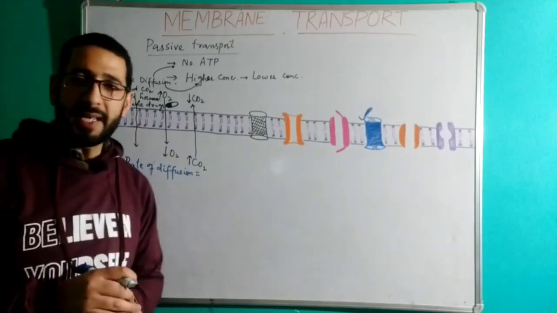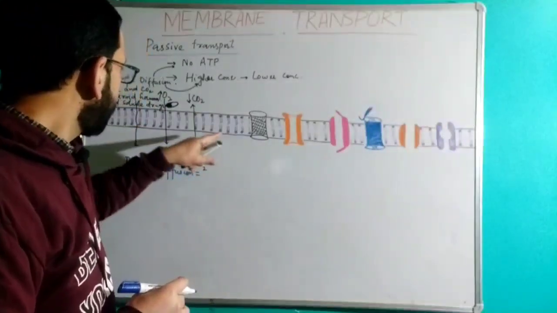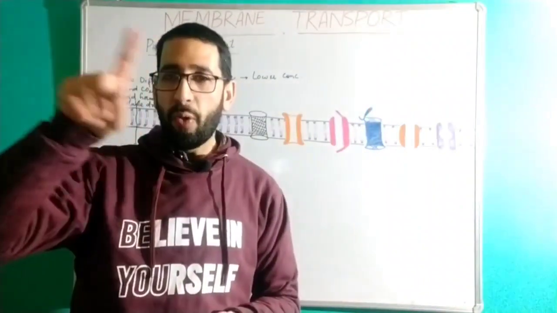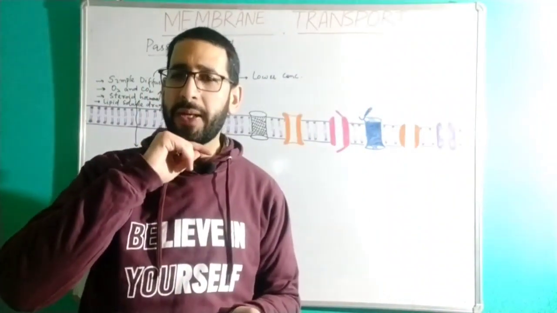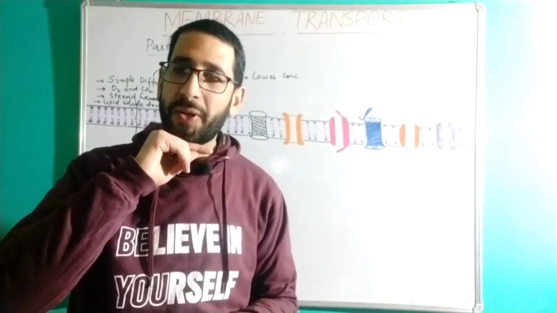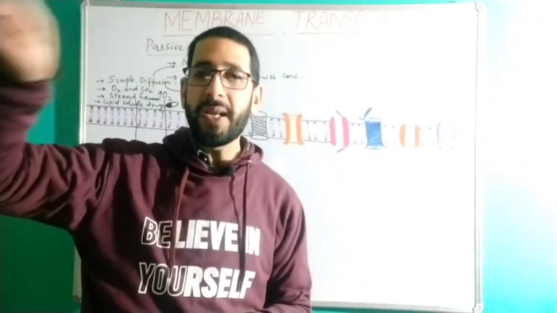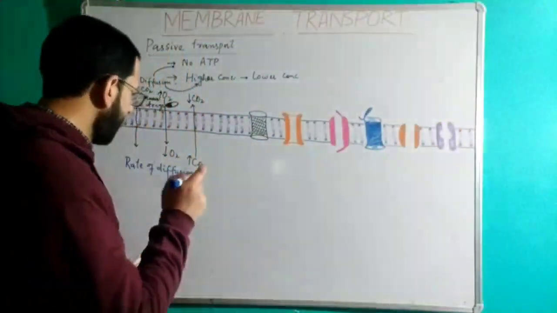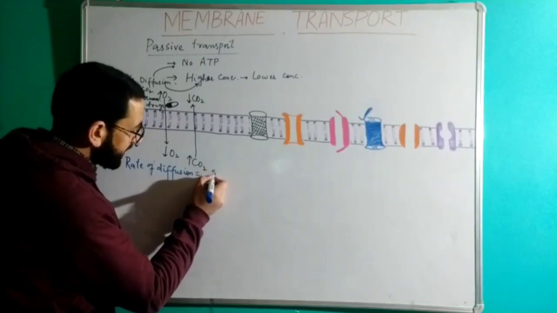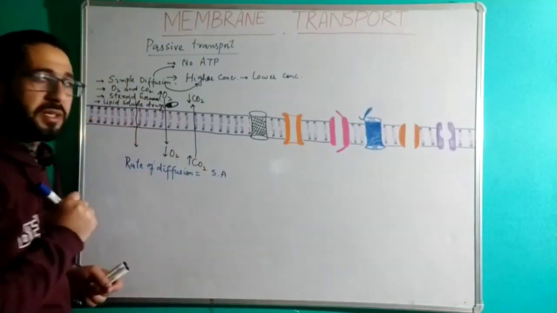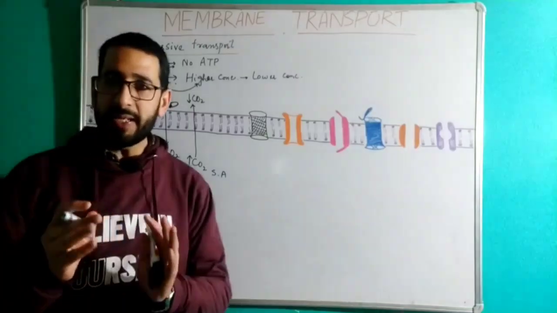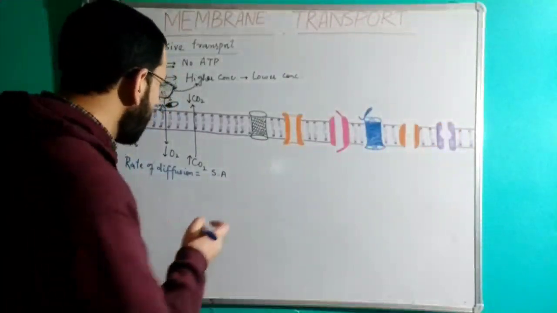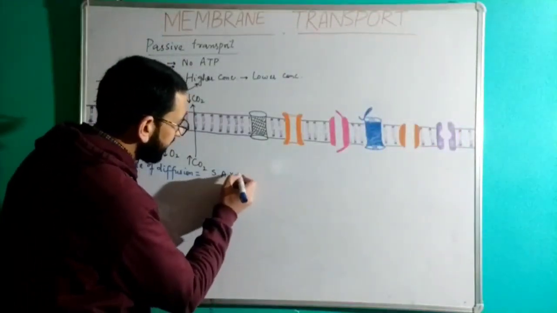The first thing is going to be the surface area of the cell membrane. Definitely, if we have more surface area of the cell membrane, the rate of diffusion is going to be more, because we have enough area for the substances to get diffused through the cell membrane. So the surface area of the cell membrane is directly proportional to the rate of diffusion. The second thing is going to be concentration gradient.